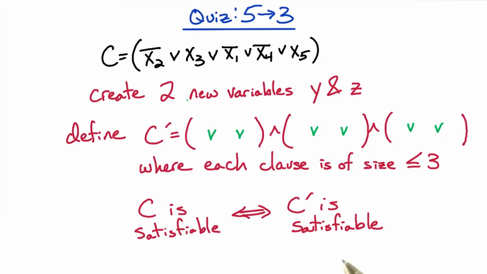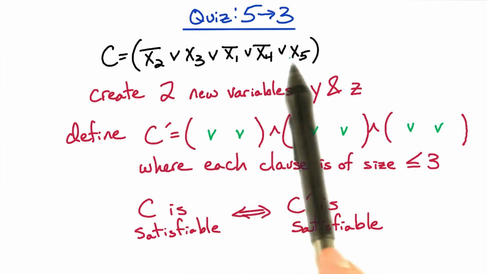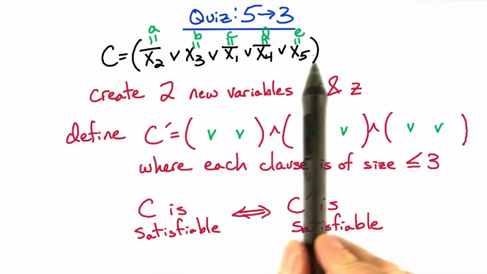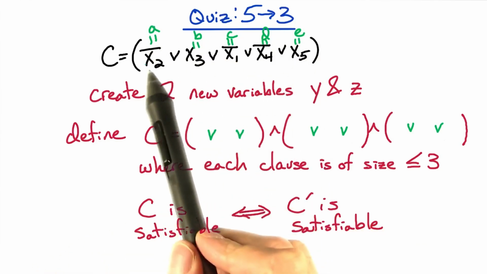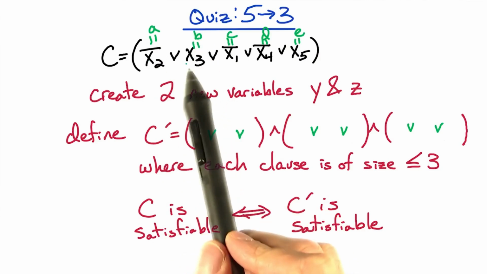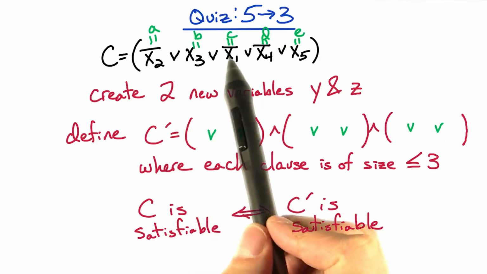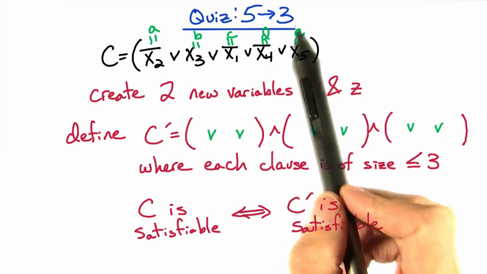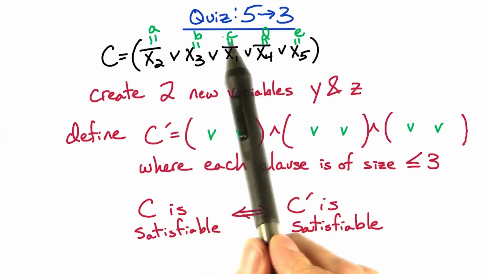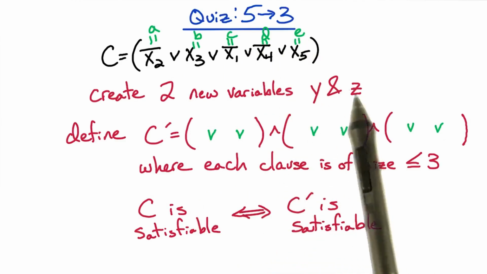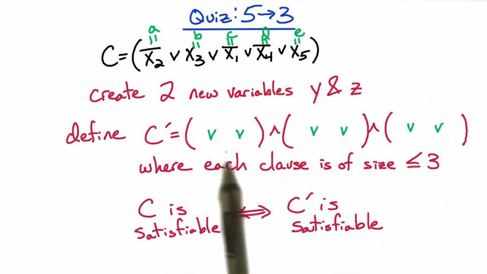And also to simplify your input, let's relabel these literals. So let's relabel these 5 literals as A, B, C, D, E. So A is equal to x2 bar, B is equal to x3, C is equal to x1 bar, D is equal to x4 bar, E is equal to x5. So use A, B, C, D, E, and Y and Z, and create a formula, C prime, such that C prime is satisfiable if and only if C is satisfiable.